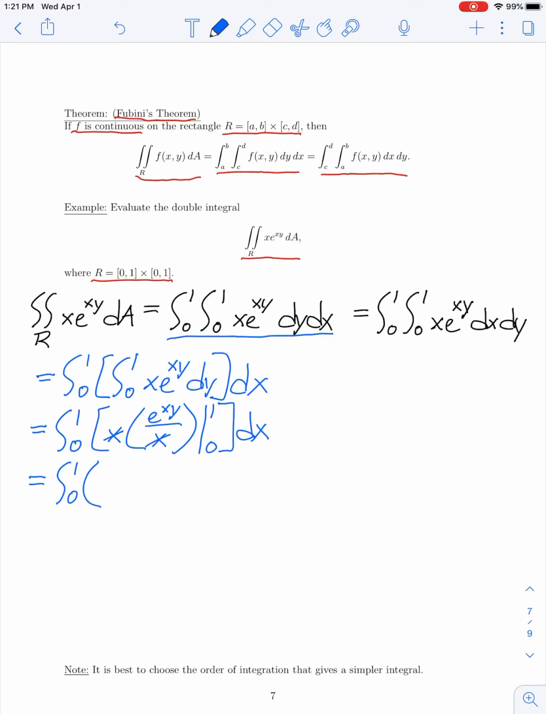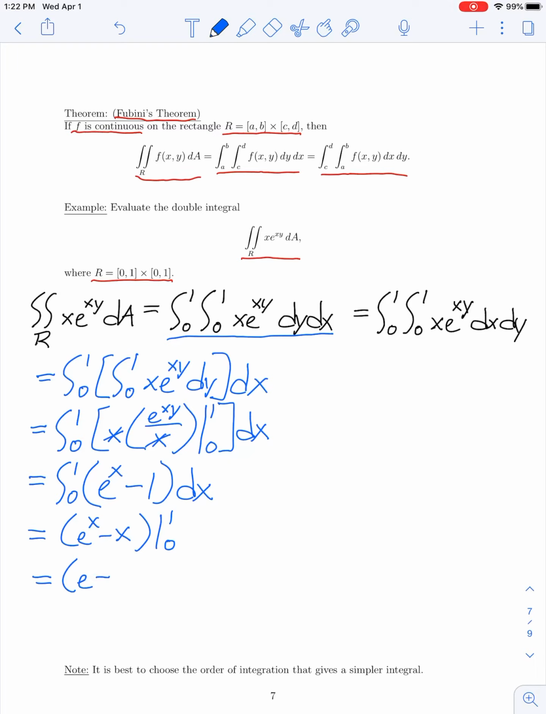So we see here that our x terms on top and bottom cancel, and we're left with the integral from 0 to 1 of, if we evaluate e to the xy at y equals 1, we have e to the x, and we subtract what we get when we evaluate e to the xy at y equals 0, which would give us e to the 0, or 1. And then we would integrate with respect to x. So from here, it's pretty straightforward.